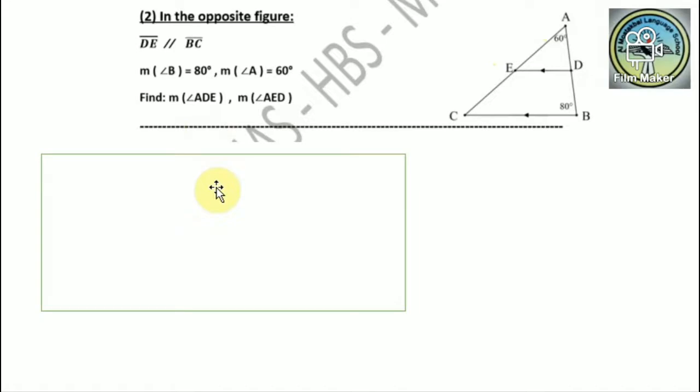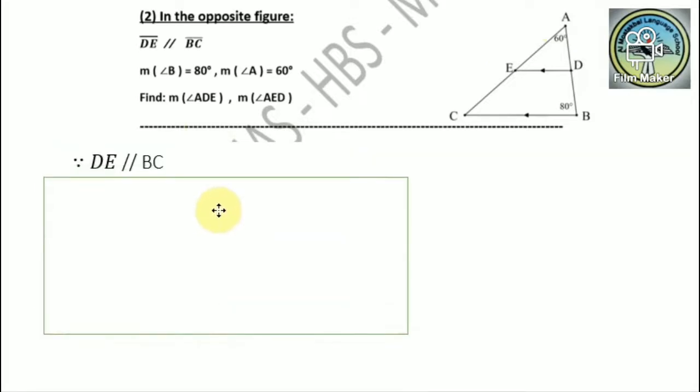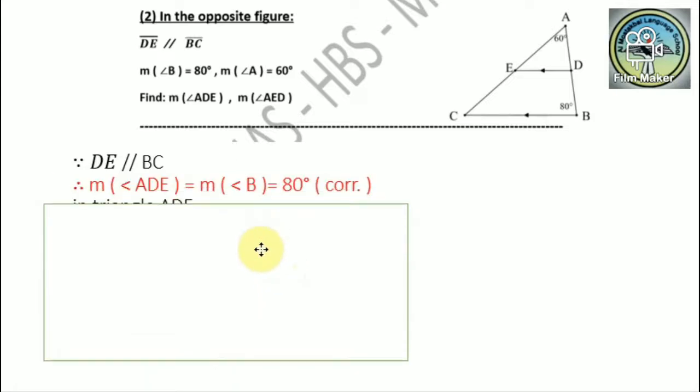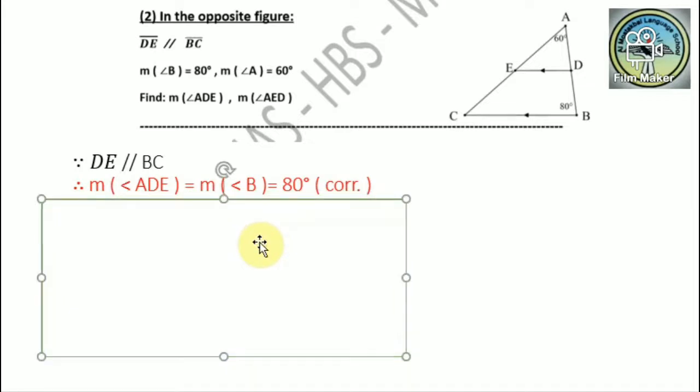Since DE is parallel to BC, then measure of angle ADE equals measure of angle B because they are corresponding angles. Well done, sweetie.